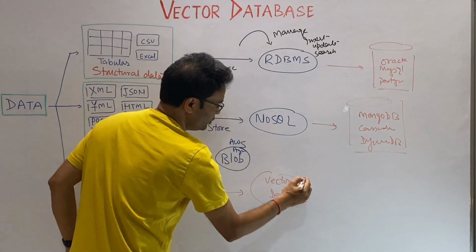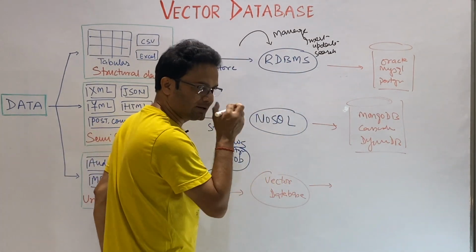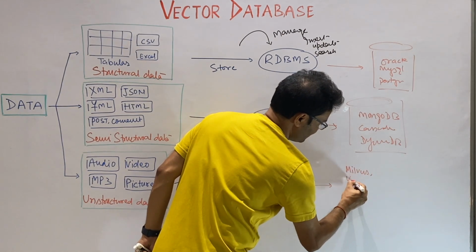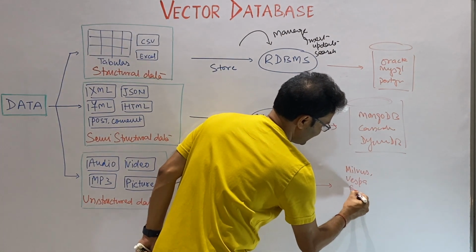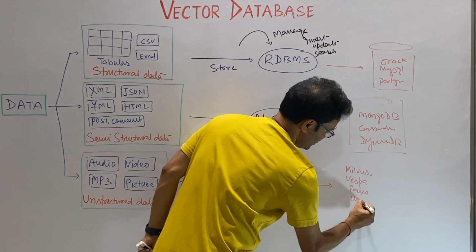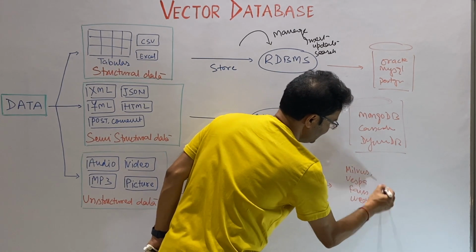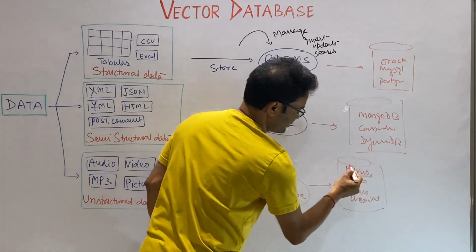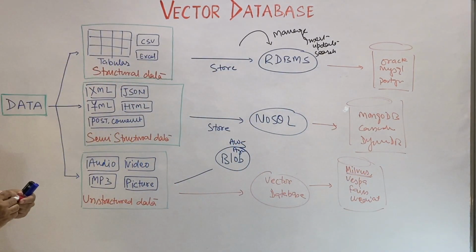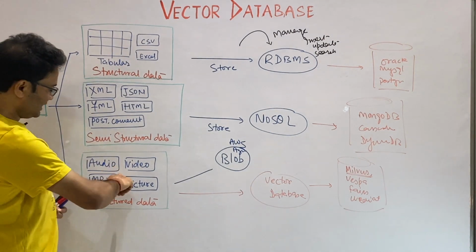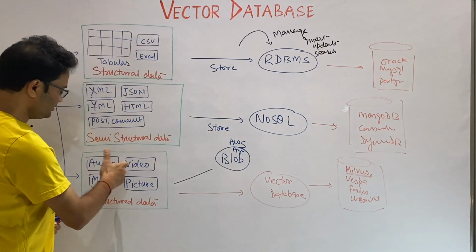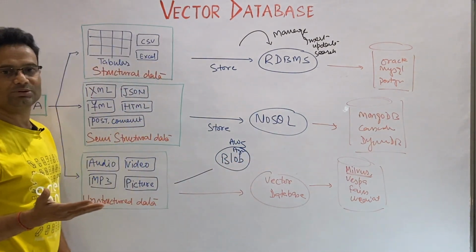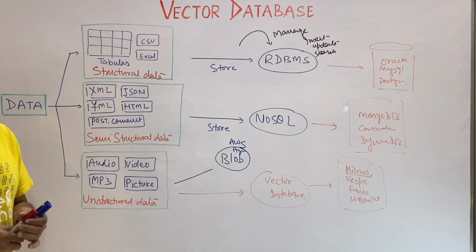We have different kinds of vector databases, and some examples are Milvus, Vespa, Faiss, Weaviate, and there are many databases in the market. In this video, I'm going to talk about Milvus. But the question is, if you directly store this binary information in the vector database, then you cannot search, edit and find similar things.